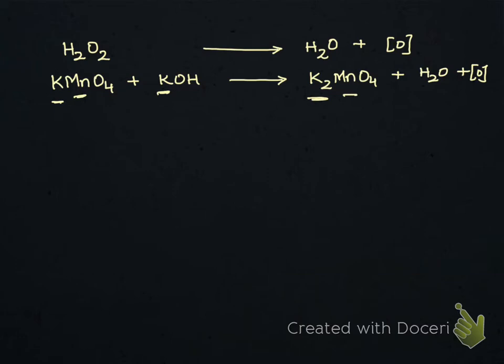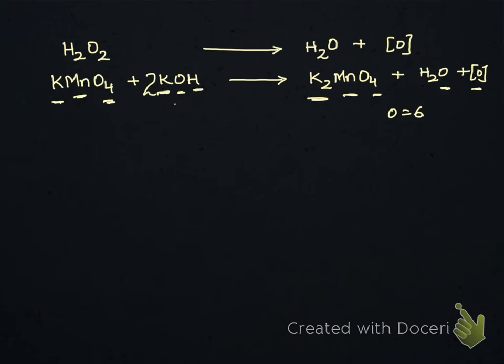Manganese is 1, manganese is 1. Oxygen is 4 plus 1, 5, whereas oxygen here is 4 plus 1 plus 1, so that gives us a total of 6 oxygen. That means my oxygen is not balanced. I need to make this 5 into 6. So what do I do? I put a 2 over here.